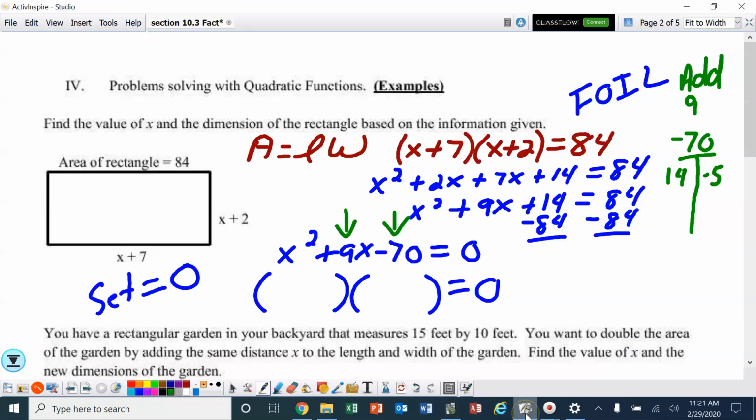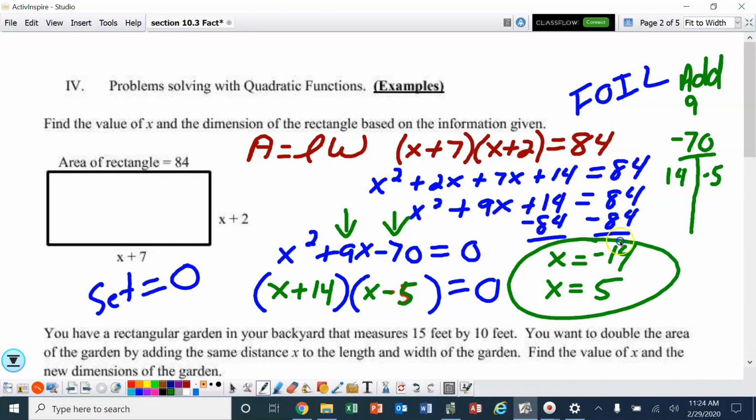So our two factors are 14 and negative 5. So we've got x plus 14 and x minus 5. Our solutions are negative 14 and positive 5. If you think about dimensions, ladies and gentlemen, you can't have negatives. No negatives are allowed. Just not possible. So that means our x value is 5.